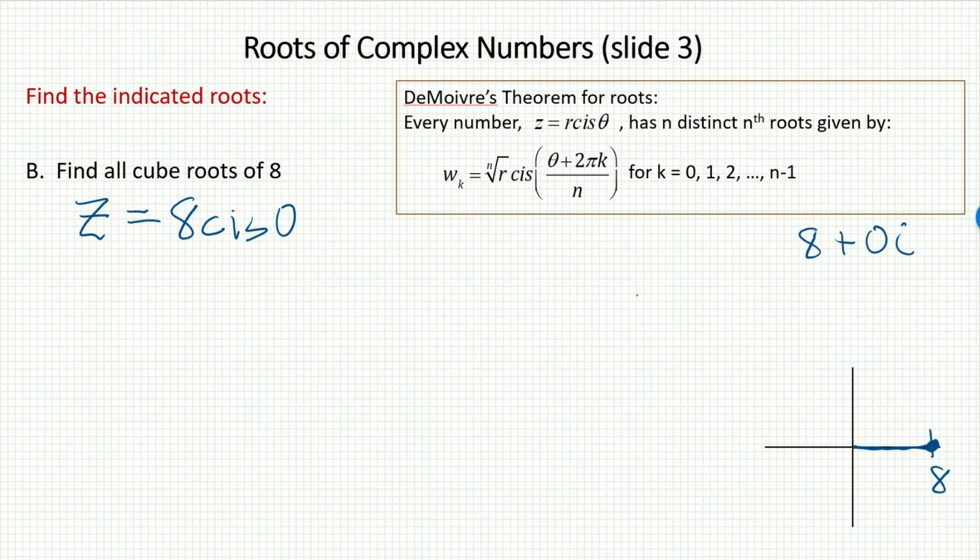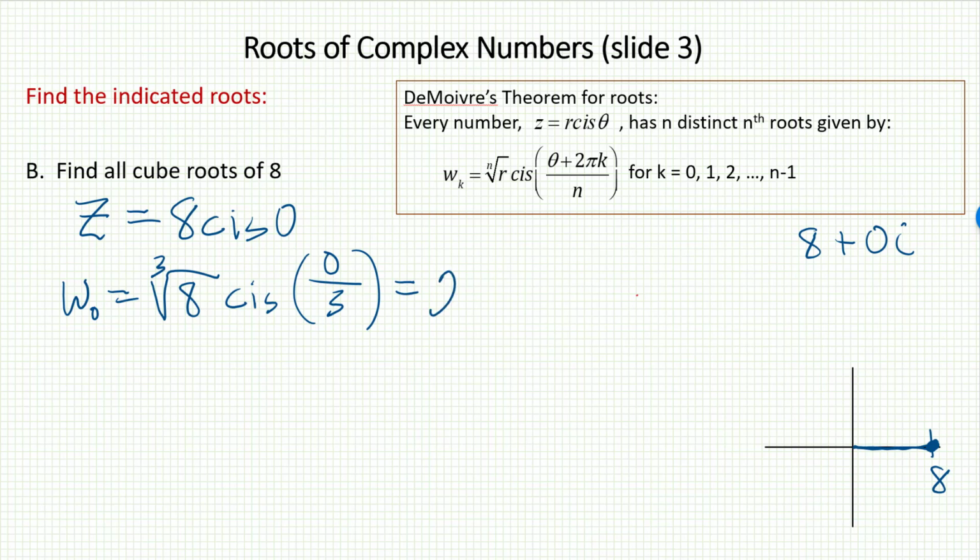Now that I have that, I can apply de Moivre's theorem for roots. The first one would be w sub 0. According to the formula, I take the nth root, which in this case would be the cube root of the 8, and then cis, and remember the first time there is no multiple of 2 pi. It would just be the angle, which is 0, divided by the 3. Well, this works out to be 2 cis 0.